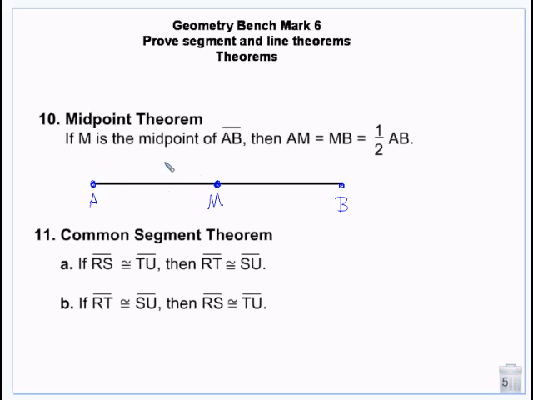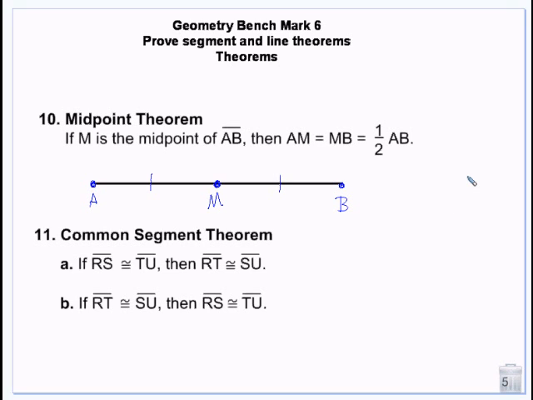Well, we already knew that if M is midpoint, that meant AM and MB were equal. Well, now we also say they're equal, but they're also 1/2 of the whole thing. So what we did is we took what we knew about midpoints and we made it into an official theorem. So AM is equal to MB, which is 1/2 of AB. They're all the same, interchangeable.